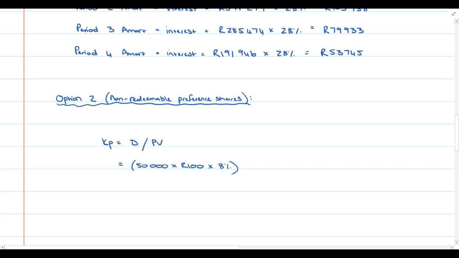And the present value follows exactly the same logic as the present value of the loan. It's the initial amount that they are going to receive when they issue the preference shares. So they are going to issue 50,000 preference shares at 100 Rand each. So the present value is 5 million Rand. So that's going to give us a cost or an internal rate of return of 8%.